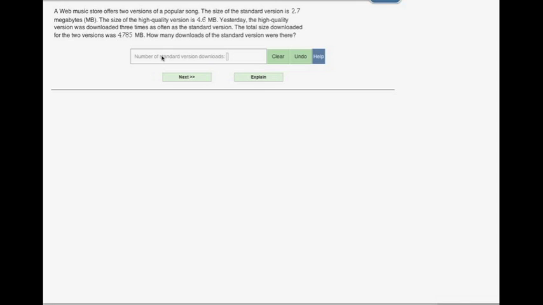How many downloads of the standard version were there? Okay, so we're going to make a table again. This time we're going to have the number of files downloaded, or the number of downloads, times the size of each download, equals the total size. So if we have a 2.7 megabyte small file, if 10 of them were downloaded, we would do 10 downloads times 2.7 megabytes equals 27 megabytes altogether. So that is our formula, and it makes sense.